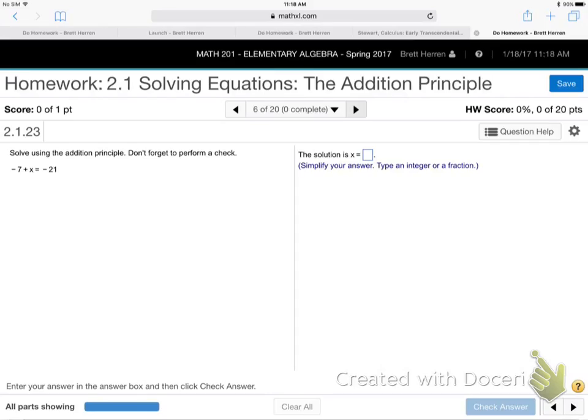Okay, so here we go. Minus 7 plus x is minus 21. All right, so here's the wall. X is saying, I want to be alone. So go ahead and try that one.